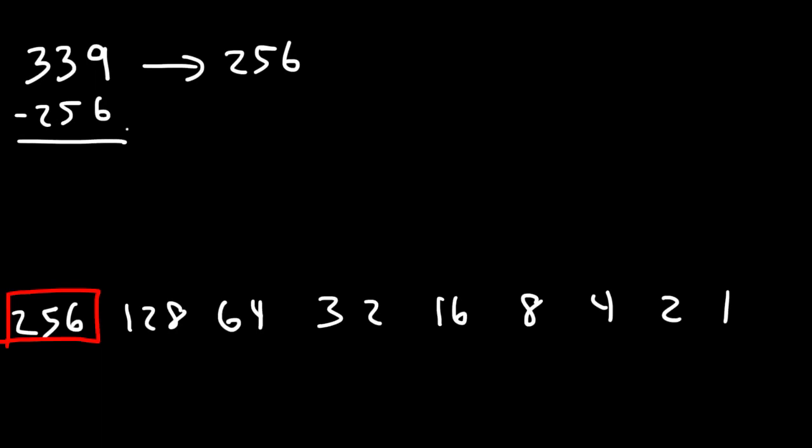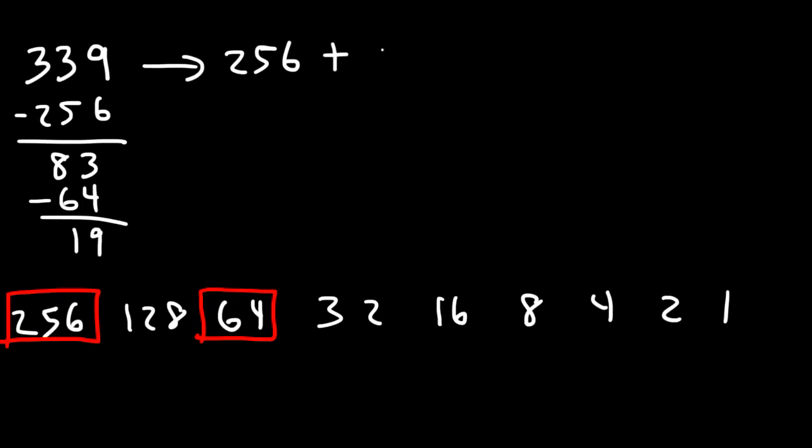339 minus 256 will give us 83. Now the next highest base 2 number under 83 is 64. So let's subtract 83 by 64, and that will give us 19.